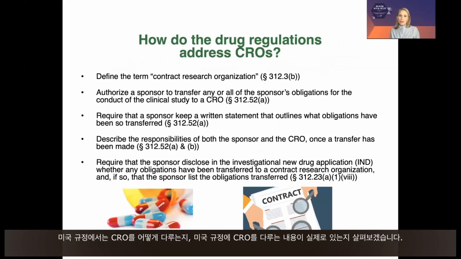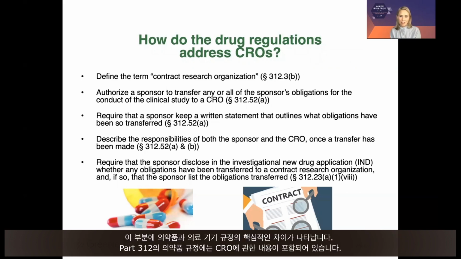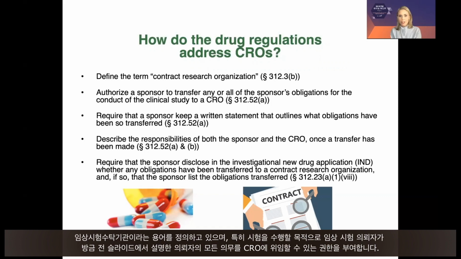So how do regulations, or do regulations in the United States specifically address CROs? This is a key distinction between the drug and device regulations. You do see the drug regulations in Part 312 addressing CROs. They define the term contract research organization and importantly authorize the sponsor to transfer any or all of the sponsor's obligations, which we just discussed in the previous slide, for the conduct of the study to the CRO.